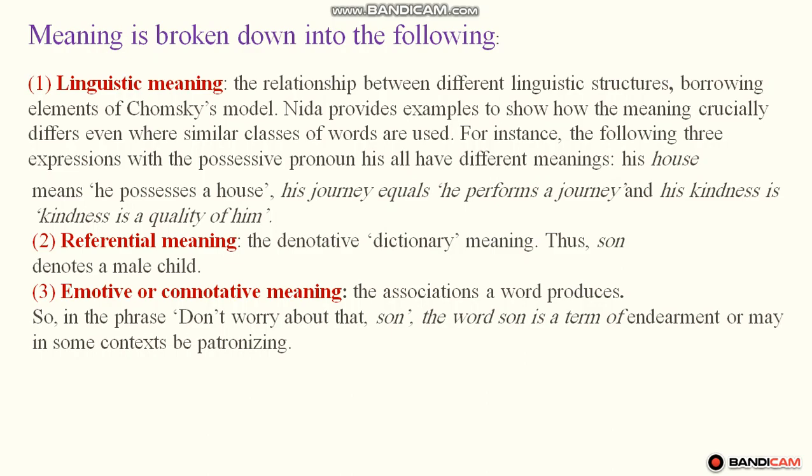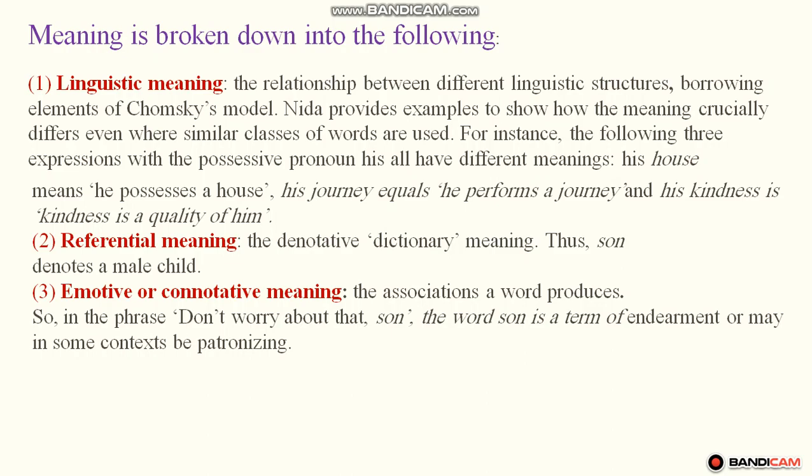Nida provides examples to show how the meaning crucially differs even where similar classes of words are used, in accordance with the context, of course. So, if we have a look at the three examples here that all involve the possessive pronoun his, we will notice that the pronoun has a different meaning. The first one, if we say his house, this means he possesses a house. And if we say his journey, this means he performs a journey. And if we say his kindness, this means the kindness is a quality of him.